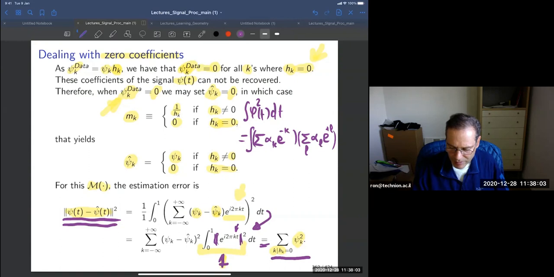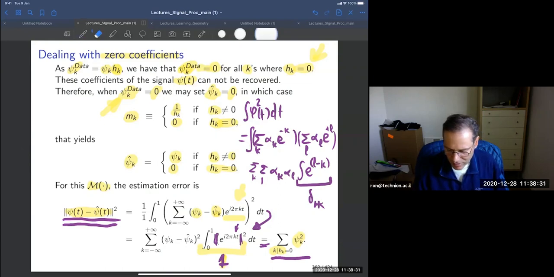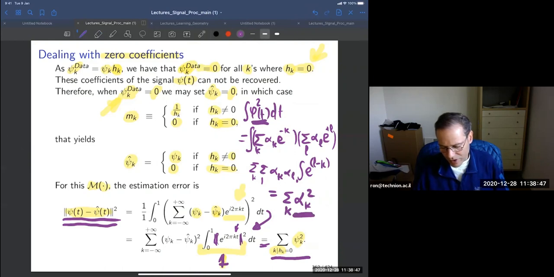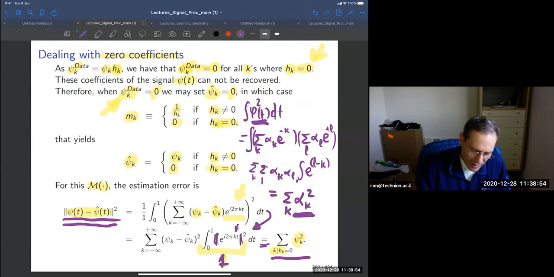dt. So I can do the same. I can take the sums out, I can do the alpha L, alpha K, alpha L, and I have the integration over the L minus K. And again, this one is the delta LK, L minus K, sorry. So at the end of the day, what I would get here is an equality of the sum over K of alpha K squared. So the energy of the signal is nothing but the sum of the squares of the coefficients of the signal projected onto its Fourier functions. Okay, and here, this is nothing but repeating the same idea for the reconstruction error.